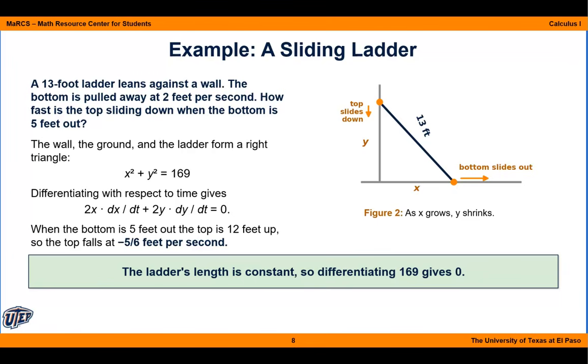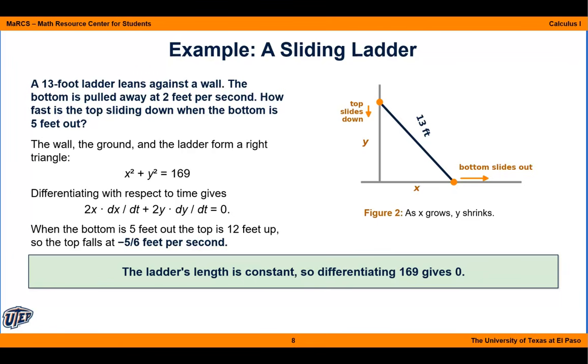Differentiate both sides with respect to time. 2x times dx/dt plus 2y times dy/dt is equal to 0. At the instant in question, x equals 5 feet and dx/dt equals 2 feet per second. The 5, 12, 13 triangle tells us that y equals 12 feet.